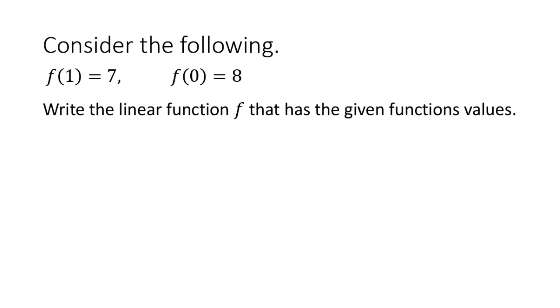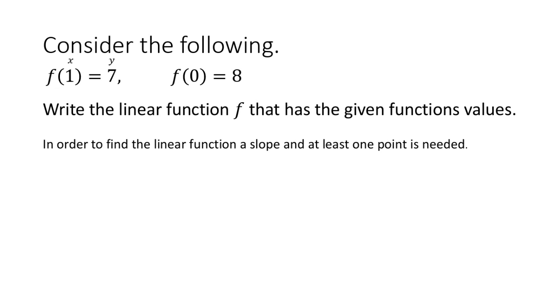Okay, so let's look at this one. Consider the following: f(1) is equal to 7 and f(0) is equal to 8. And they're asking me, write the linear function f that has the given function values. So here it's telling me that when I plug in the value for x, which is 1, my output is 7. In order to find it, we need at least one of the points, which we have, right? So here my input is 1 and my output is 7. And for this one, my input is 0, my output is 8.